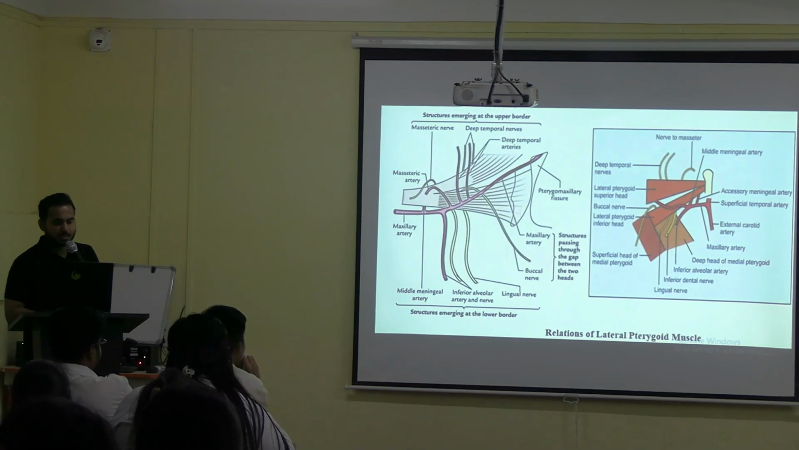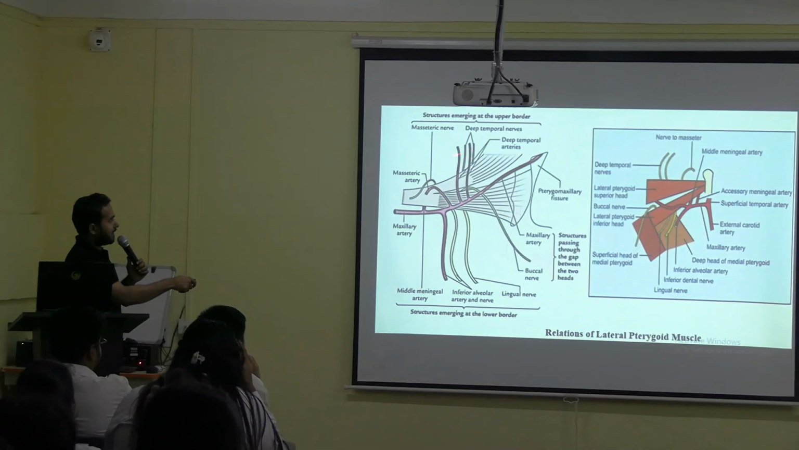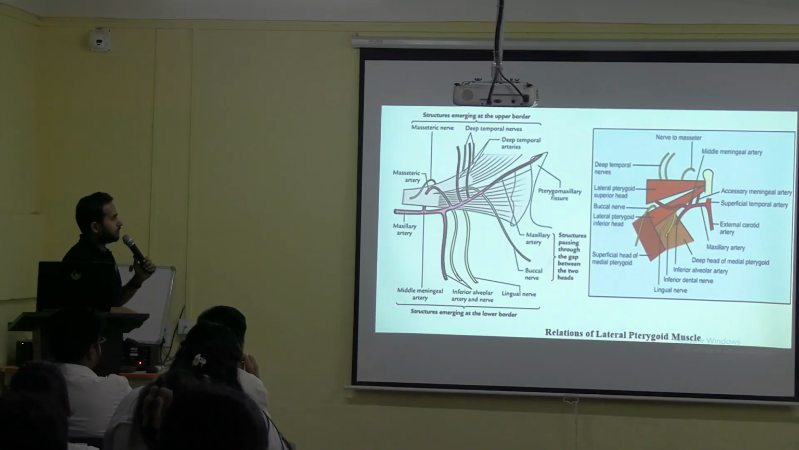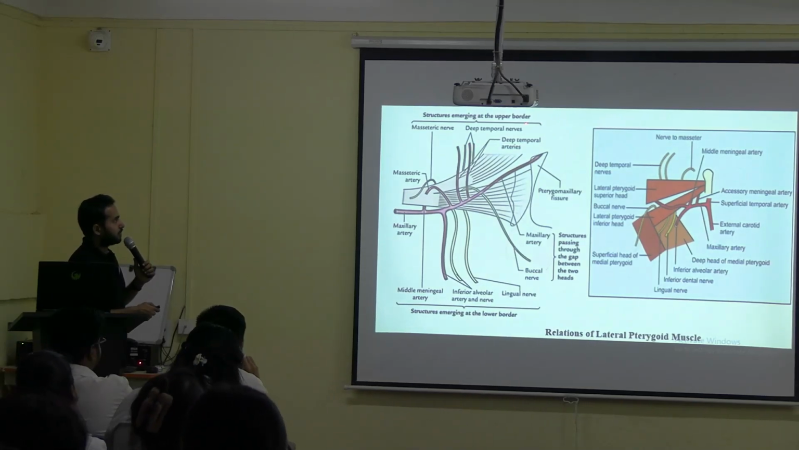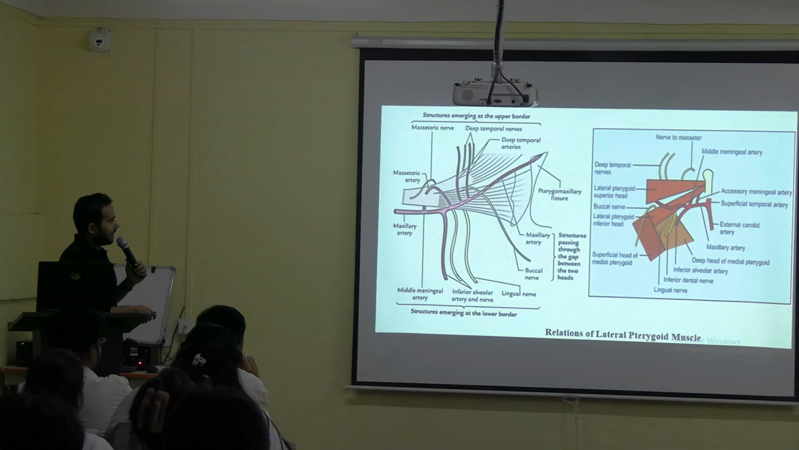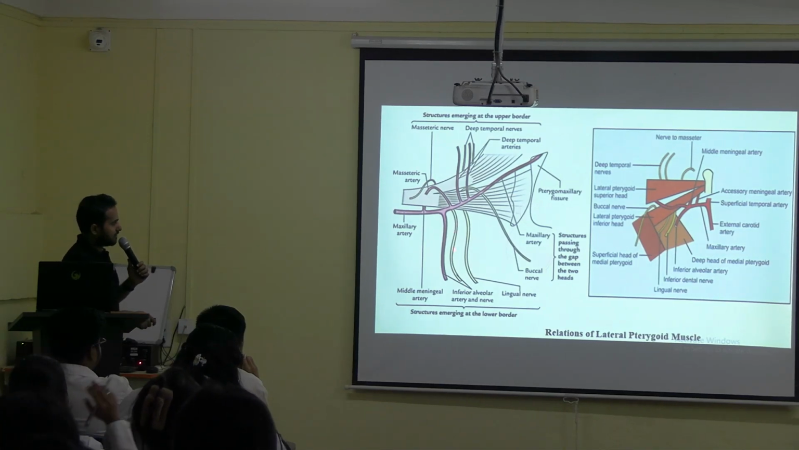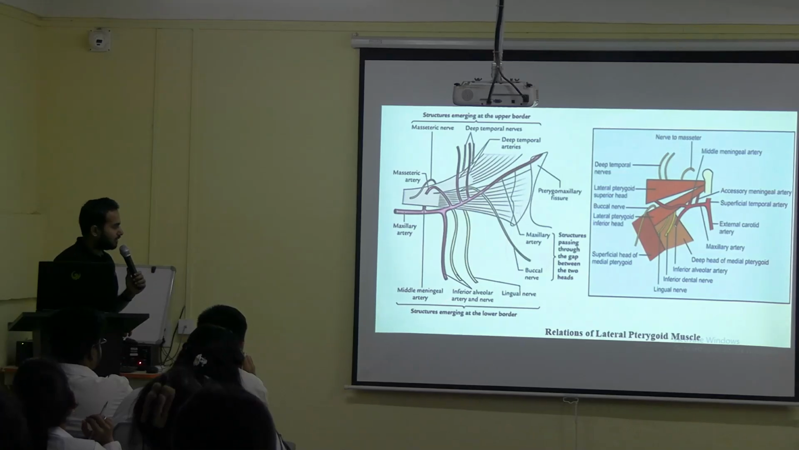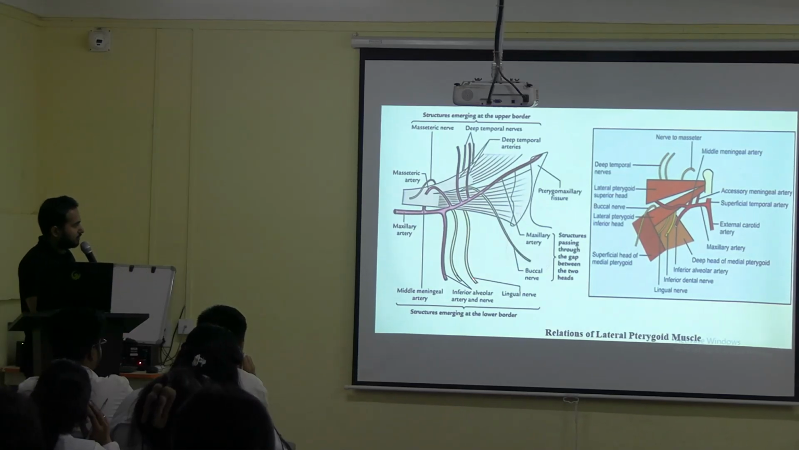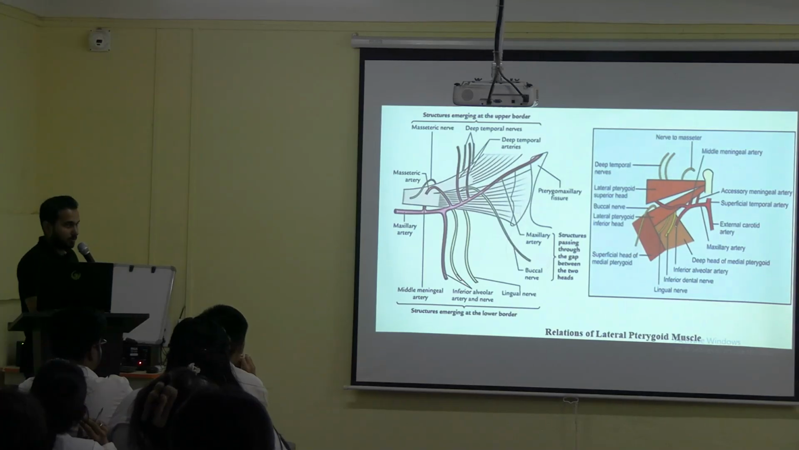Now there are some structures emerging at the upper border. So this is the upper border. So here you can see deep temporal nerves are there. Deep temporal vessels and nerves you can see which are emerging at the upper border of the lateral pterygoid. Okay. Now here you can see some structures emerging at the lower border. So at the lower border, the inferior alveolar nerve. Okay. Then you can see the lingual nerve. So these are the structures which are emerging at the lower border.